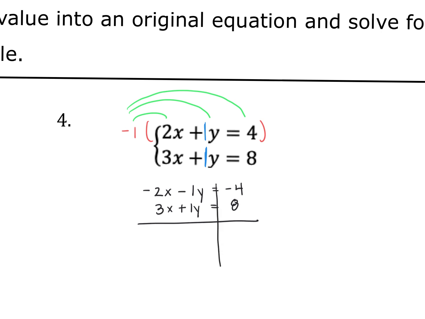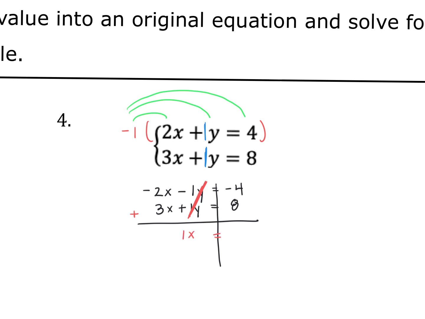Here's our equals, so I'm going to do a left side and a right side. When I look at my negative 2x minus 1y and my 3x plus 1y, those 1y's cancel, so I'm going to cancel those out. So now I have a negative 2x. We typically add these, or we subtract them, but because that 3 is positive, I'm going to say negative 2 plus 3, and that's going to give me a positive 1x. My equals stay equals.